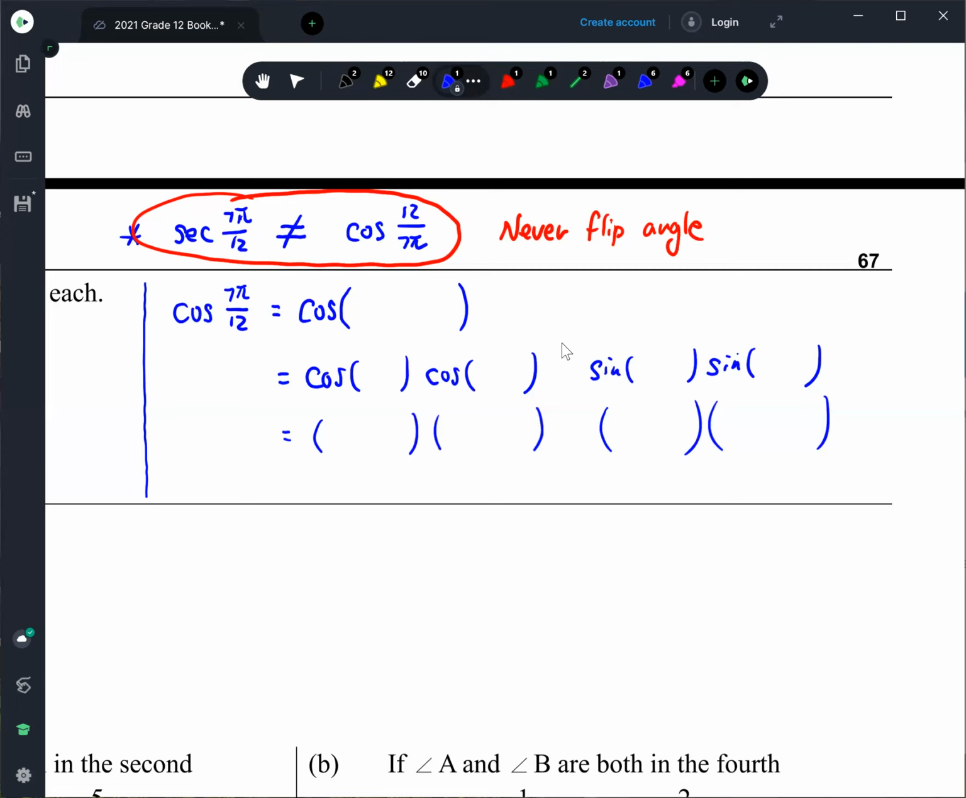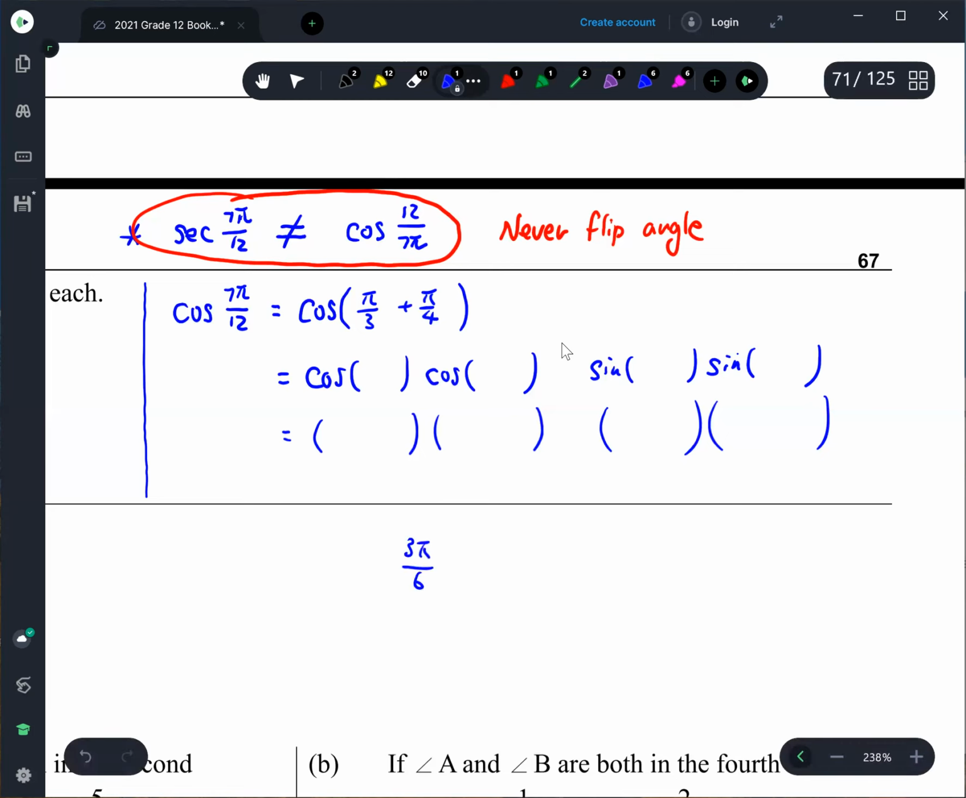Okay, Philip, what are the two angles that you chose? Pi over 3 and pi over 4. Okay, add or subtract? Add. Okay. Is there anyone using different ones? Let me know if you are using different ones. Of course, you can do subtracting, okay? Oh, I did 3 pi over 6 minus pi over 4.